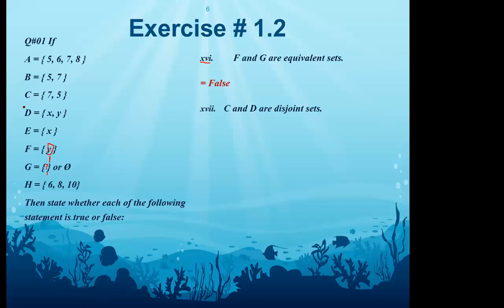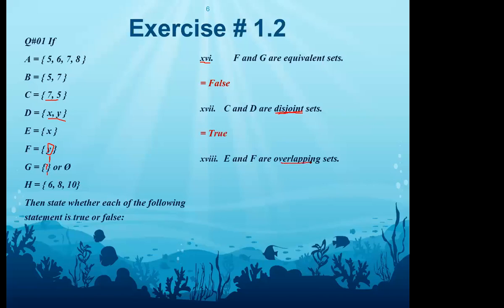Now C and D are disjoint sets. Now what are disjoint sets? If the elements are different, you will say that the given sets are disjoint. Now please tell me, C and D have different elements. So they are disjoint sets. So the answer will be true, because the elements are different. So you will say that the given sets are disjoint.